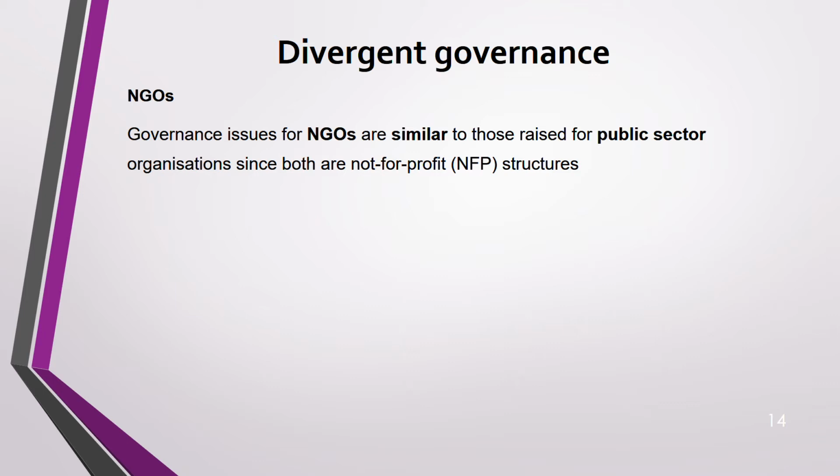But NGOs are very similar to that. Whatever governance issues there are for the public sector are the same for NGOs. Why? Because they both have the same motive. They are both not for profit. But they have some problems also, because it's not for profit, things are more difficult. To control corporate governance in an organization which is not for profit is more difficult, remember.